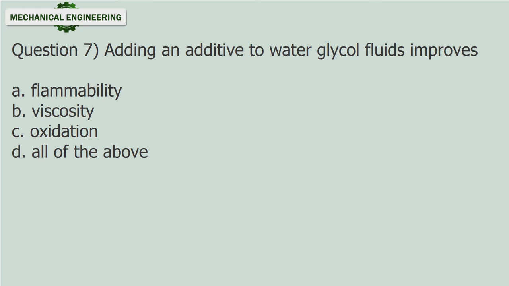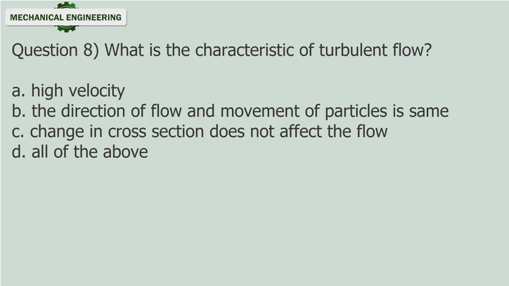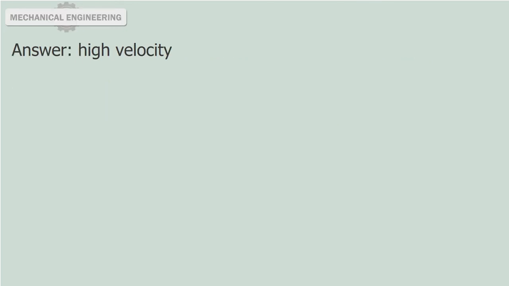Question 7. Adding an additive to water glycol fluids improves A. Flammability. B. Viscosity. C. Oxidation. D. All of the above. Answer, viscosity. Question 8. What is the characteristic of turbulent flow? A. High velocity. B. The direction of flow and movement of particles is same. C. Change in cross-section does not affect the flow. D. All of the above. Answer, high velocity.